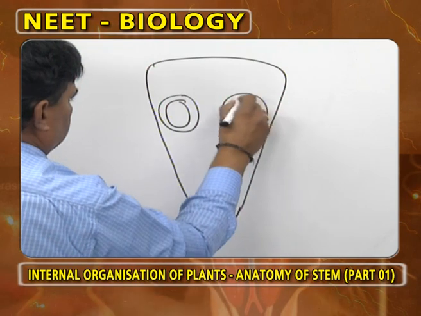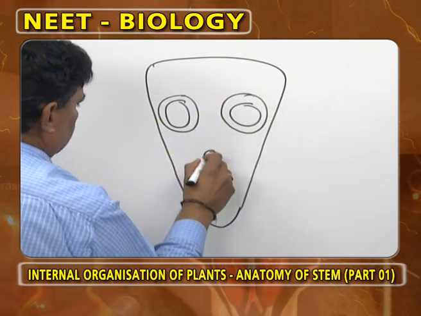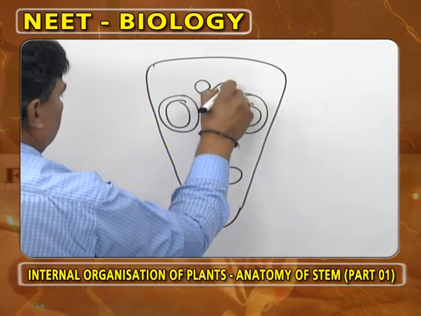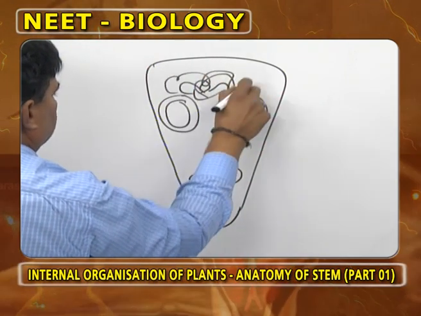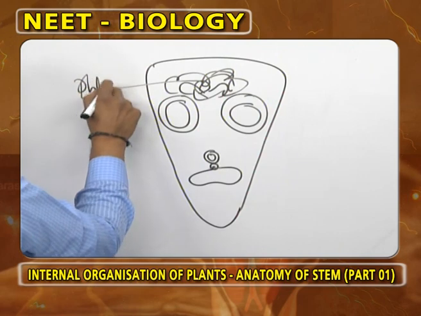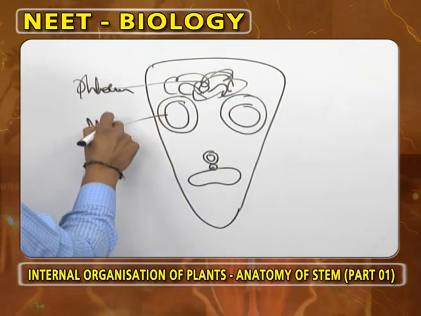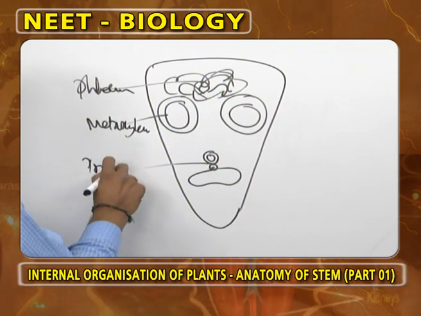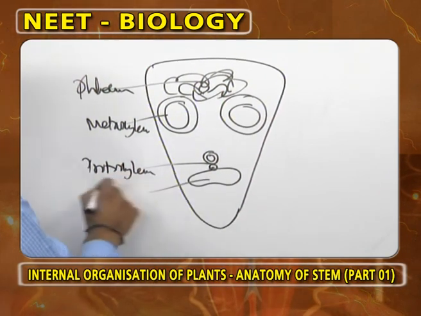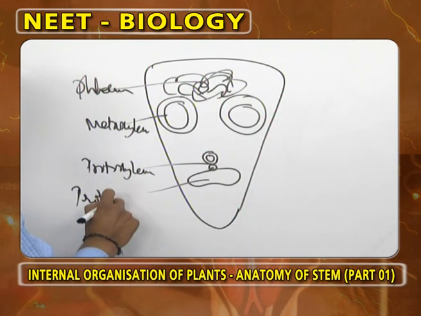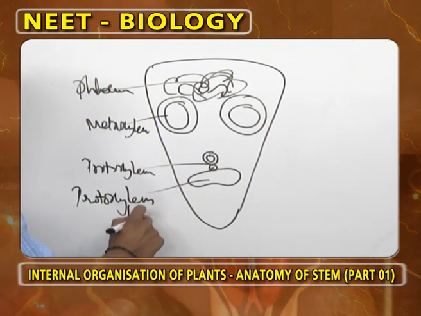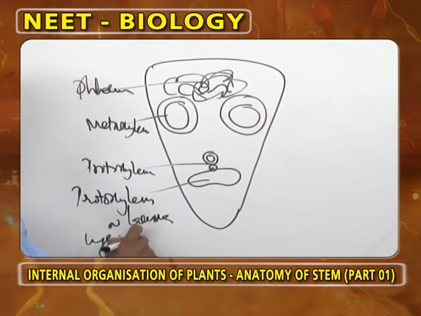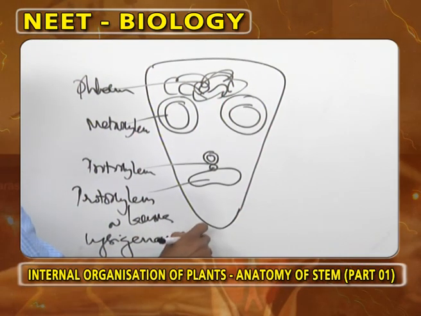They show two large metaxylem vessels. They show two small protoxylem vessels and a big protoxylem lacuna. Towards the metaxylem vessels you will find phloem. This is metaxylem vessels, this is protoxylem vessels, and this is the cavity formed by the disintegration of some of the cells of protoxylem, called protoxylem lacuna or lysigenous cavity.